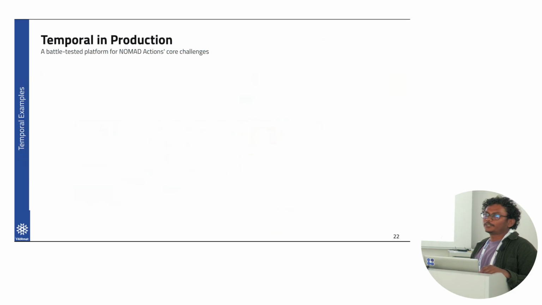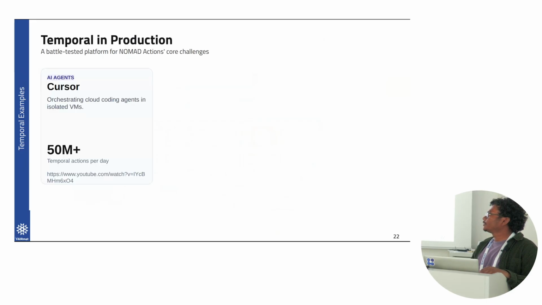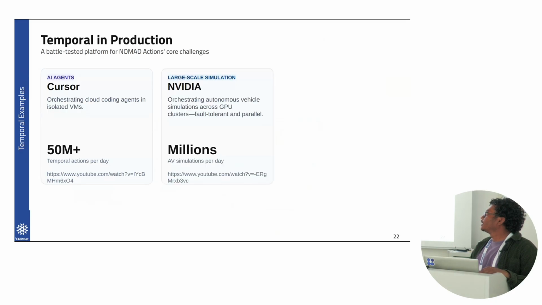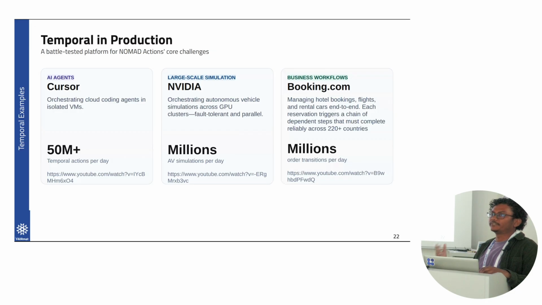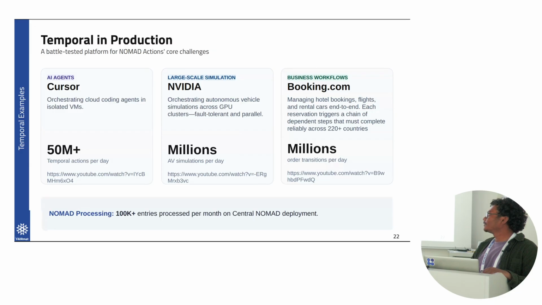You may not have heard of Temporal before, but this is something very well used in the tech industry. It's also very likely that you have used some service that uses Temporal under the hood. For example, at Cursor, they use Temporal to run AI agents to the tune of 50 million actions per day. NVIDIA uses Temporal to run large-scale simulations on autonomous vehicles. And Booking.com uses Temporal to run all of the hotel bookings and so on. And of course, NOMAD uses Temporal in our processing pipelines. We are a bit smaller when it comes to these players, but we also process around 100,000 entries per month.